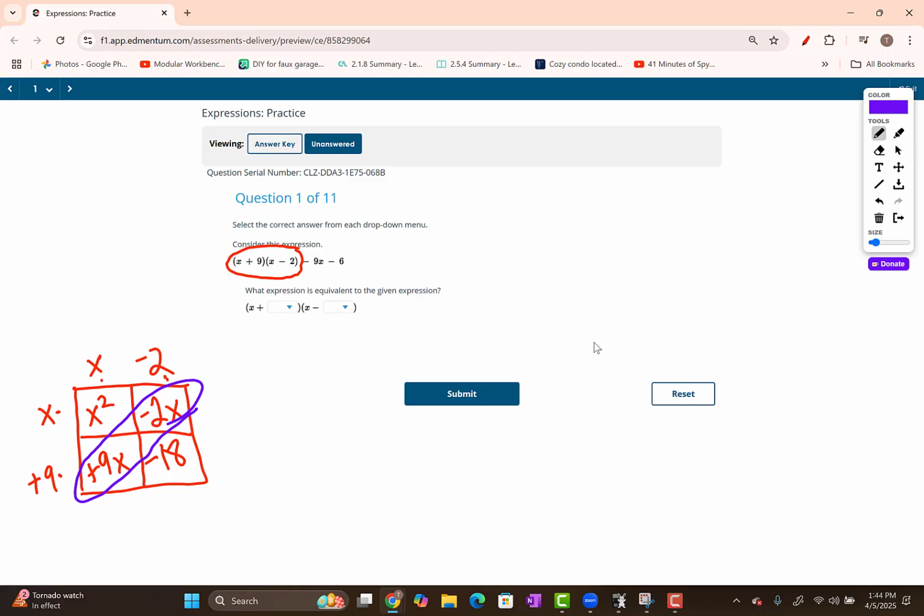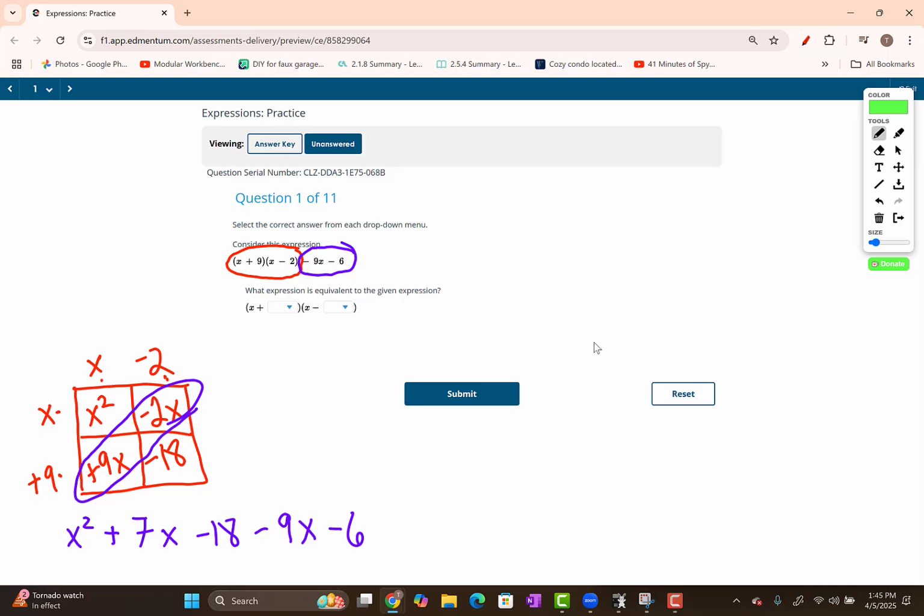So we've got an x squared. 9x minus 2x is positive 7x minus 18. And then from there, tack on the minus 9x minus 6 on the end.